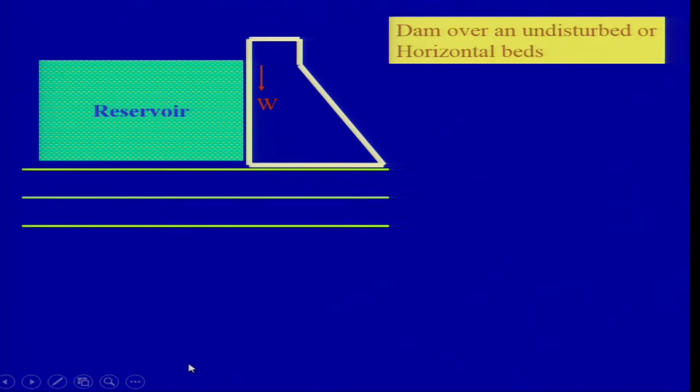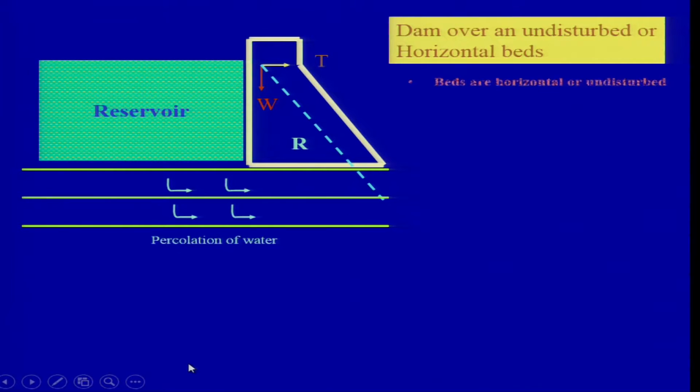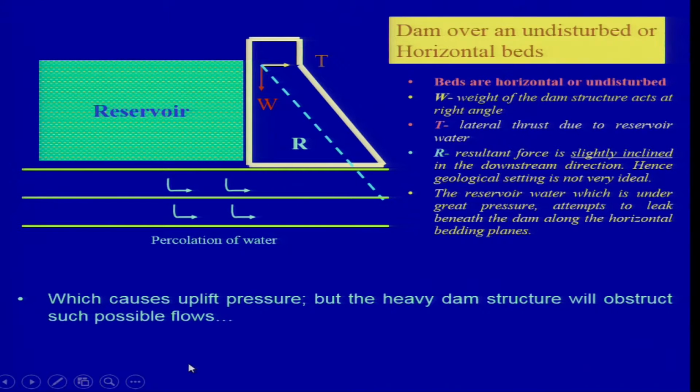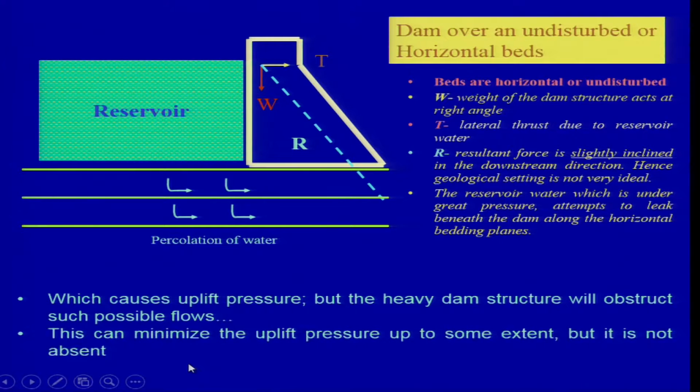Now, a dam over undisturbed beds again is considered most ideal, but sometimes you find that there is a problem of percolation of the water, and that can result in some uplift pressure, but this will be minimized because of the heavy weight of the structure on top. So, this could be an okay condition, not a very good one, but fine. The percolating uplift pressure can be minimized, but only to some extent.